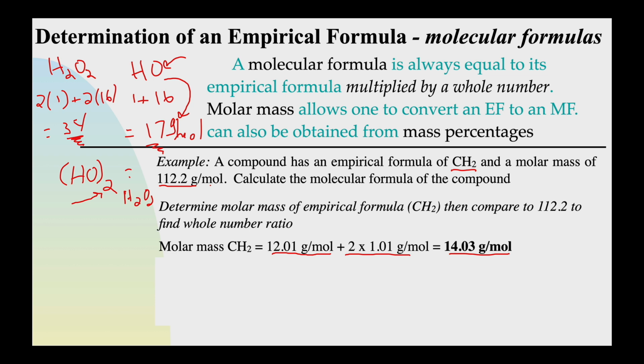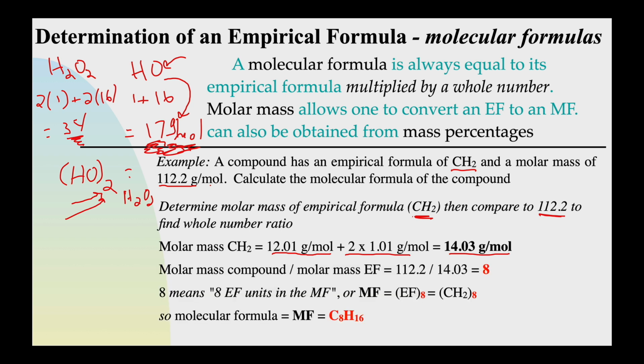And this number, the 14 number, is equivalent to the 17 number up here I was babbling about. So what we did to find the ratio of 2 is we took the molar mass of the whole thing, which was 34 for H2O2. We divided it by the 17, the molar mass of the empirical formula, to get this number of 2. What we want to do in our problem now is take 112.2, the molar mass of the whole thing, and divide it by 14.03. And we're always going to get a whole number there. We're going to take that whole number and multiply it by CH2 to get the molecular formula.